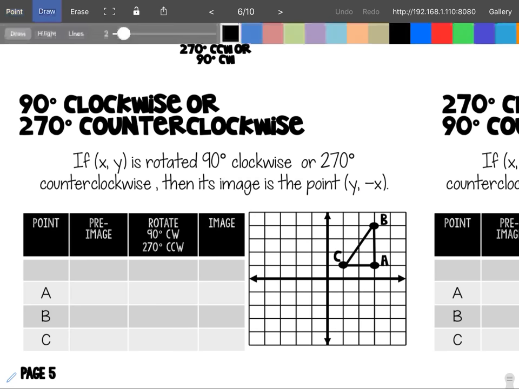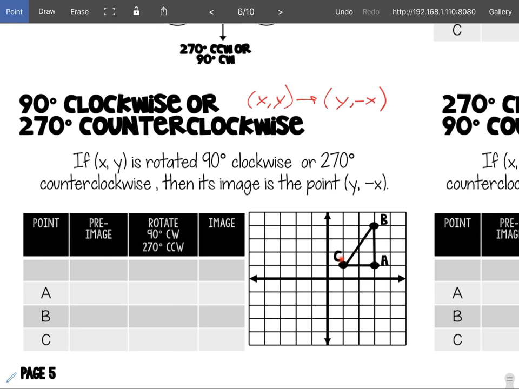So the rule for this one, if you wanted to write it down, it would look like: the point (x, y) would go to the point (y, negative x). Okay, so you're just going to reverse the coordinates, you're going to switch them. But you're going to take the negative of the x value.